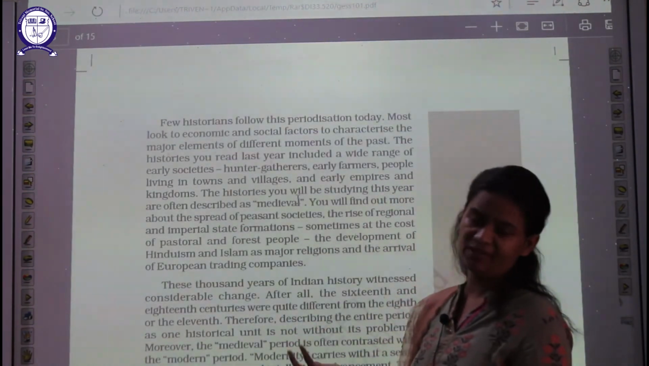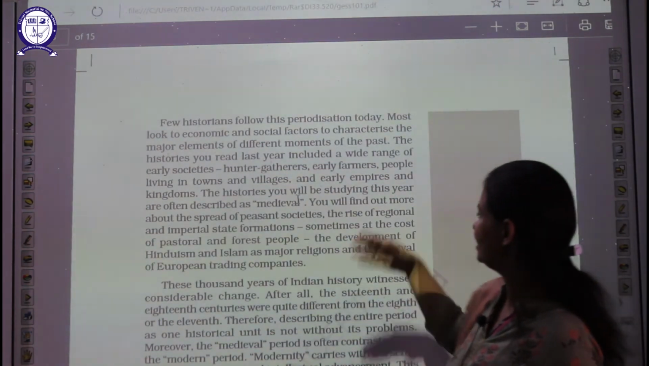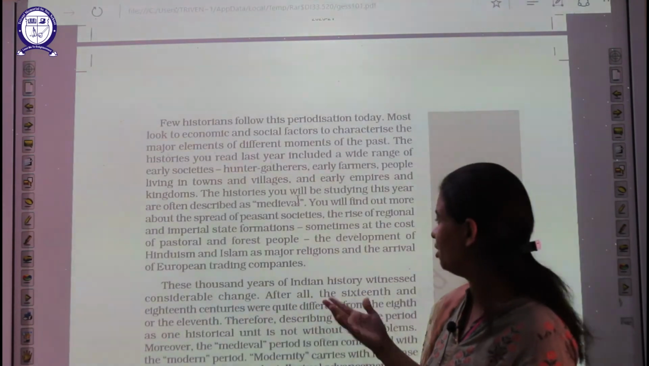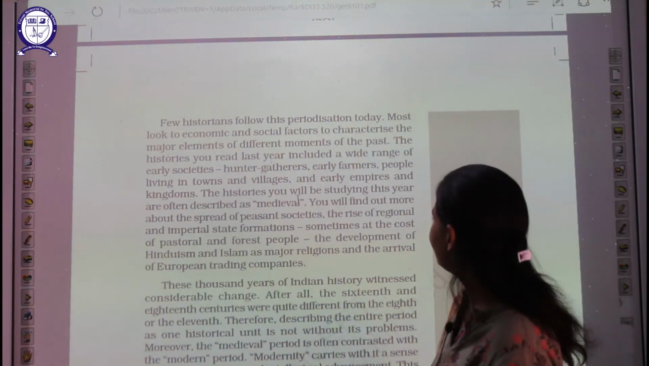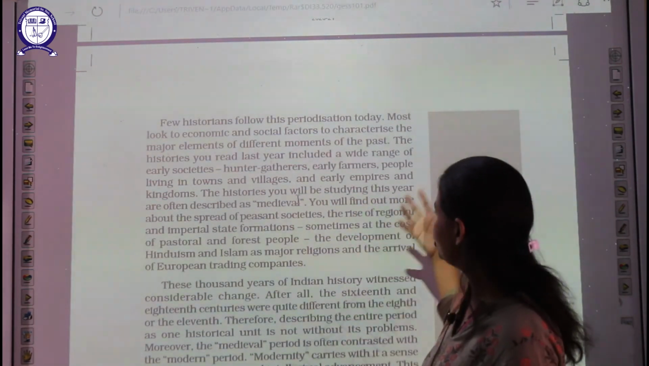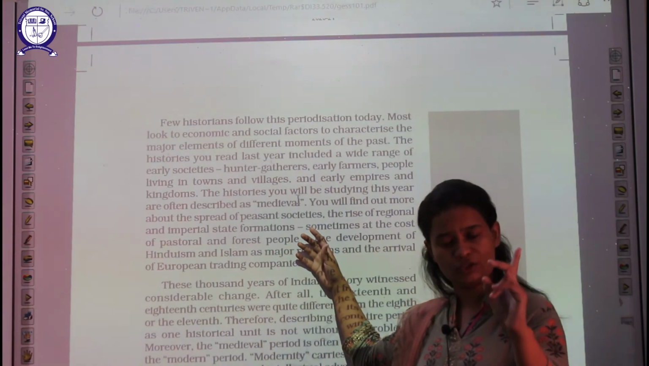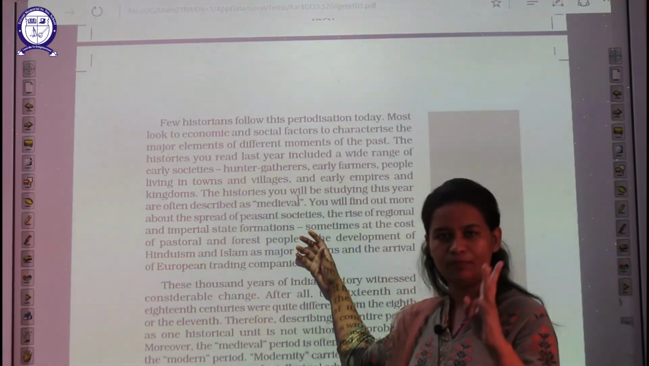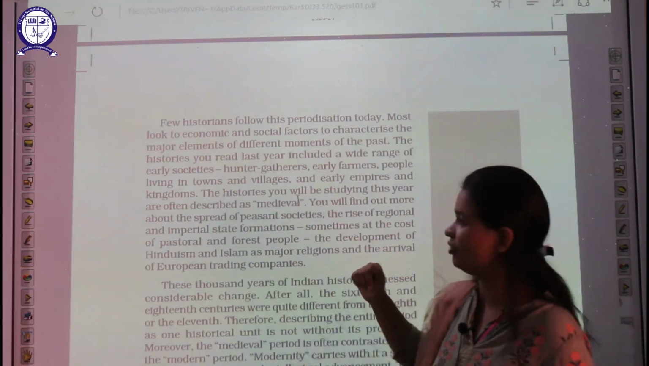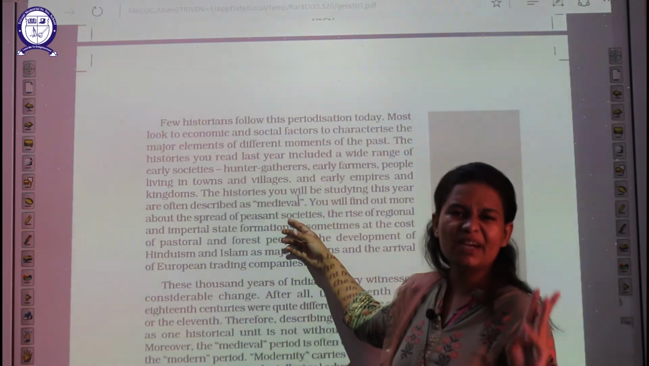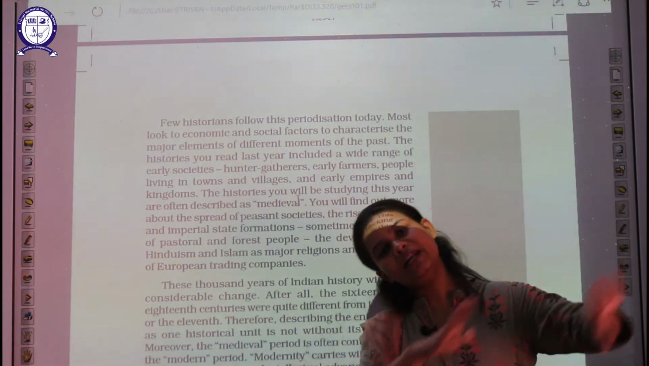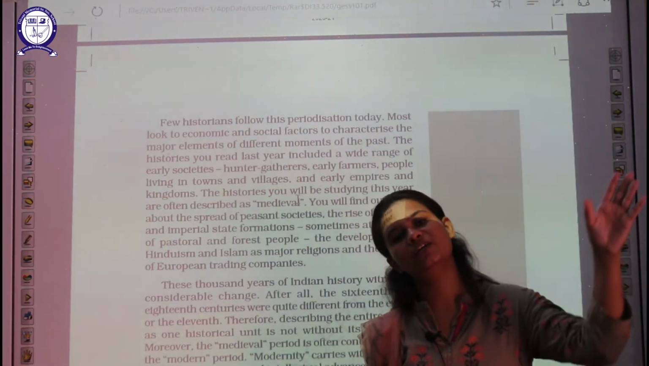Because in the past people were engaged in other sorts of activities, like they were hunter-gatherers, they were farmers, they were in towns and villages engaged in different sorts of activities. Now one another particular study is there, in which firstly according to the British it was divided into Hindu, Muslim and British. Now according to some other historians, this time period was divided into ancient, medieval and modern. Ancient, in ancient time period, very early, these things used to happen.